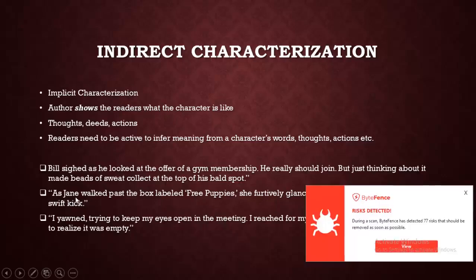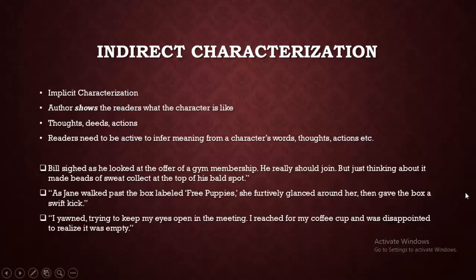And secondly, you can see, "As Jane walked past the box labeled free puppies, she furtively glanced around her, then gave the box a swift kick." You can see that an action or a situation is presented: there is a box somewhere on the way, and on the box it is written free puppies. Puppies are small dogs, children of dogs. So the character Jane saw that there is a box with puppies inside it, and she furtively glanced around her.